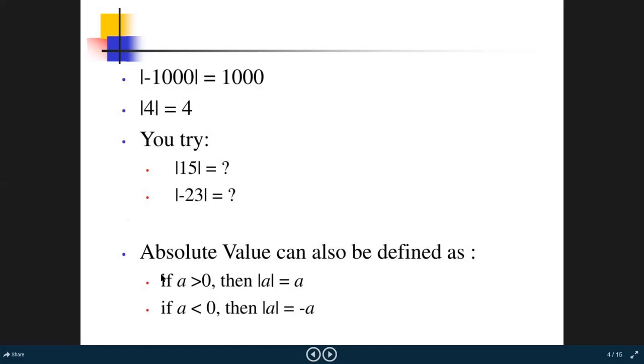The absolute value can also be defined as: if a is greater than 0, then the absolute value of a is equal to a. If a is less than 0, the absolute value of a is equal to minus a.